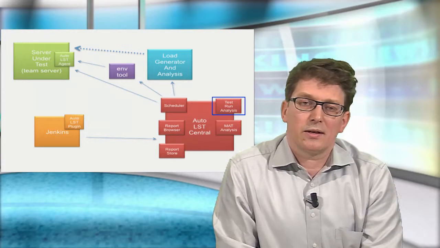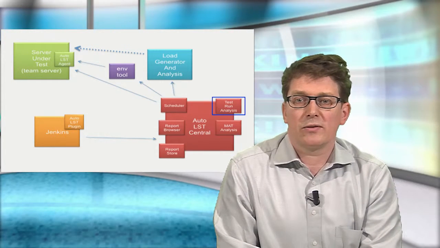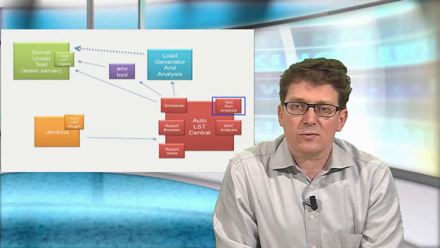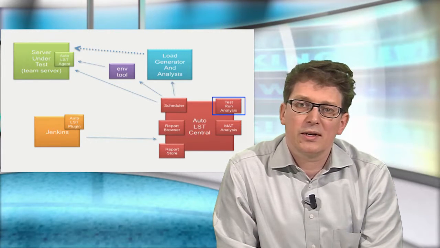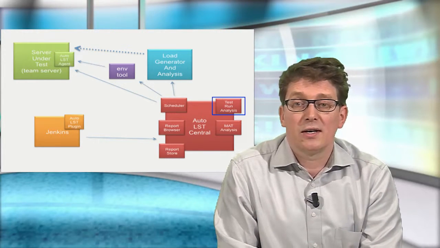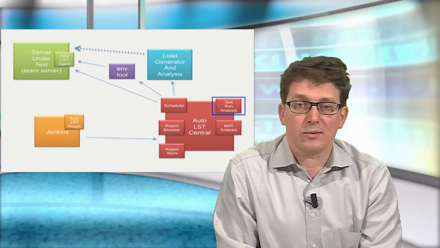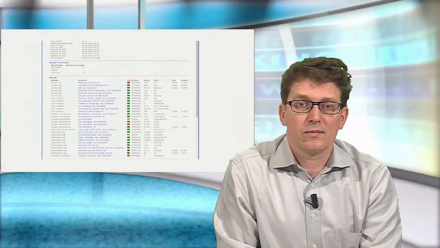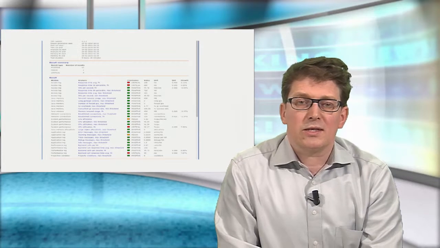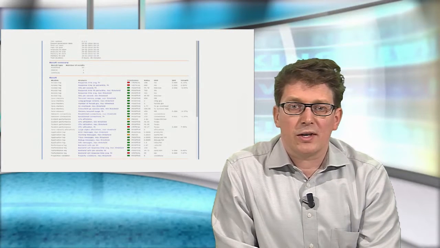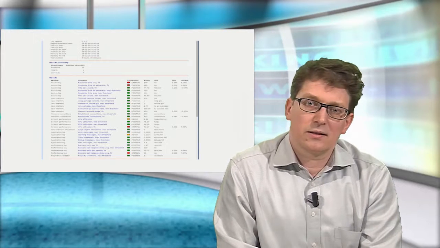Here is the overview again, and now we'll have a more detailed look at the test run analysis component. That's on the red square, totally to the right. It's highlighted with a blue marking. This is the result of an automatic LST analysis.